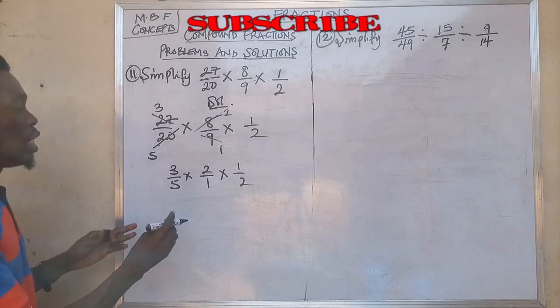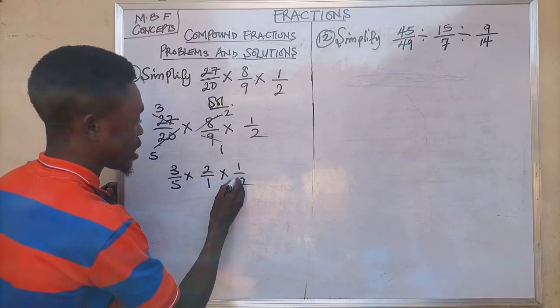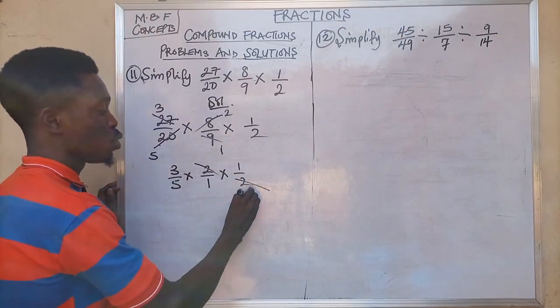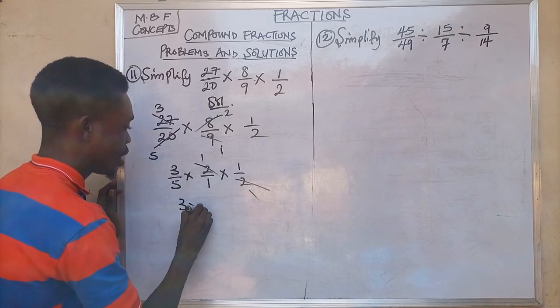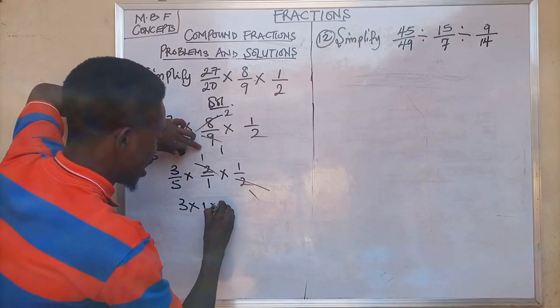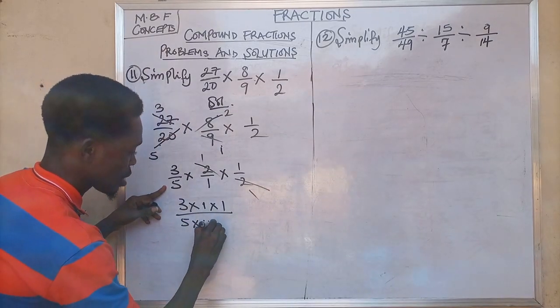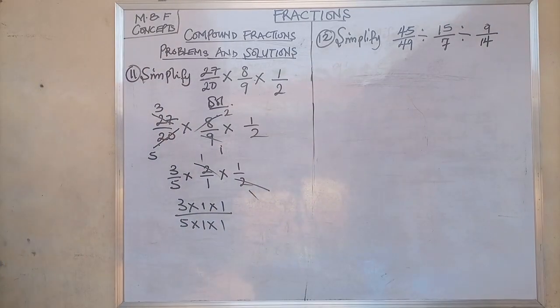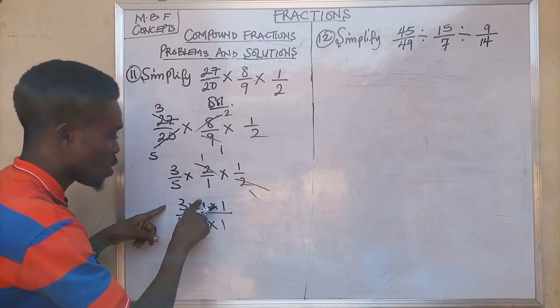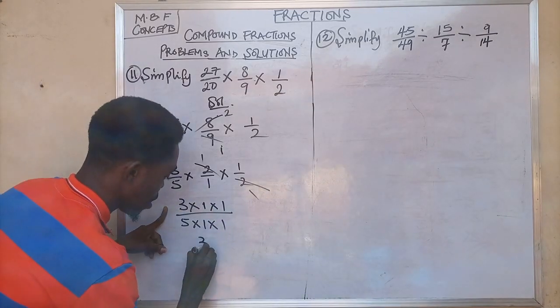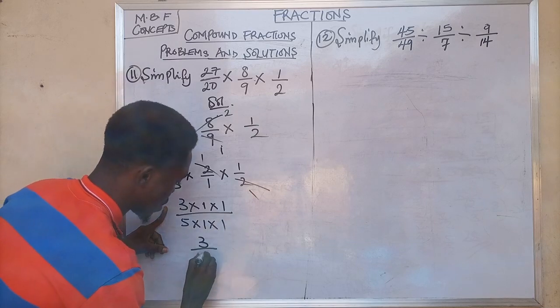Then the next thing we do is that we know that this can take care of this. So 2 into 2 is 1. Then we are going to have 3 times 1 times 1, all over 5 times 1 times 1. It's as simple as this. So what do we do? 3 times 1 times 1 is 3, and 5 times 1 times 1 is 5.